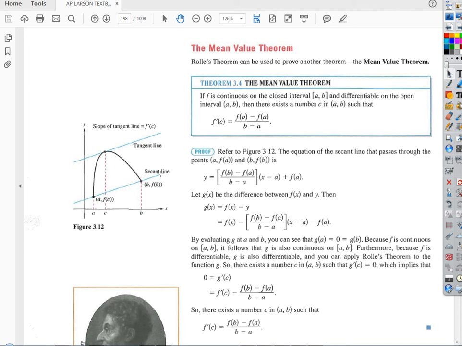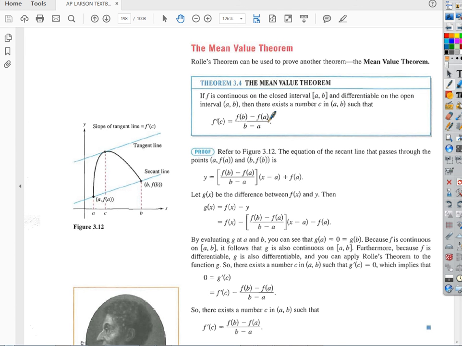So what does this say? If f is smooth on the interval from a to b, continuous and differentiable, then there exists, that's all we have to say, at least one number c in this interval, a to b, such that the slope of the line tangent to the curve is equal to the slope of the secant line connecting the endpoints. Make sense? Okay, and that's really all that is, the slope of the secant line.